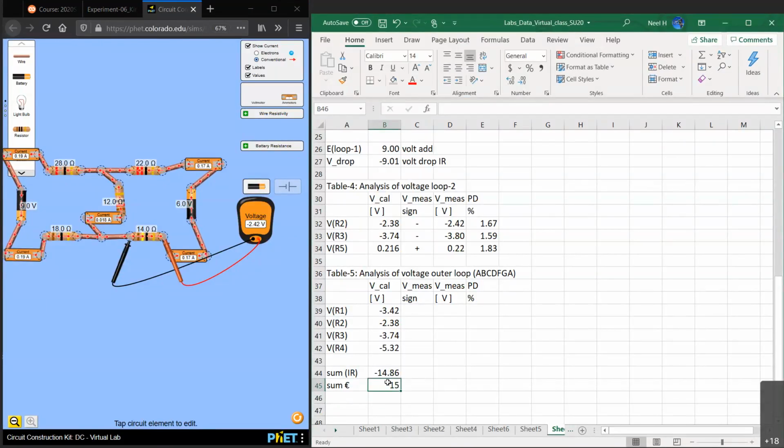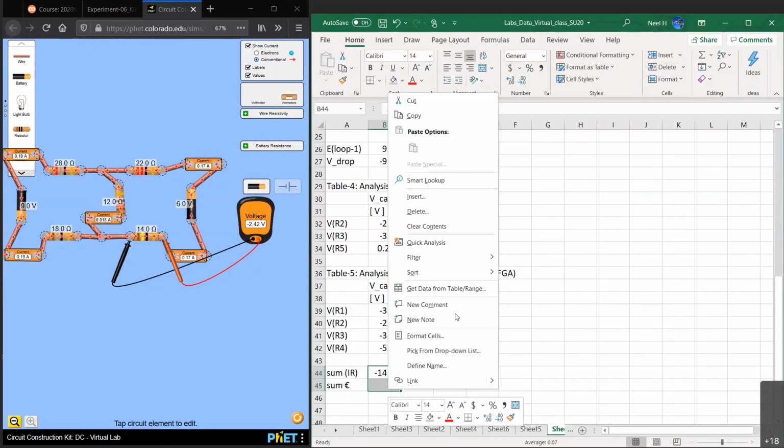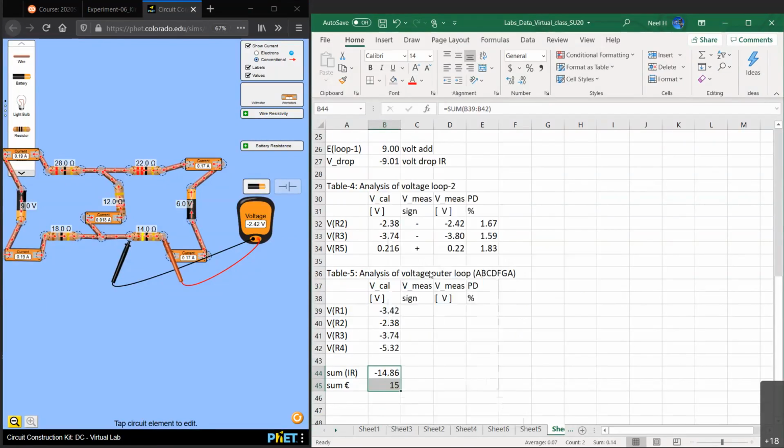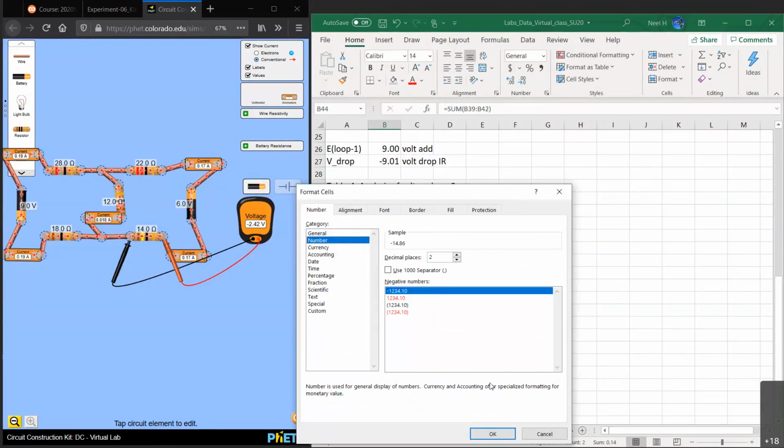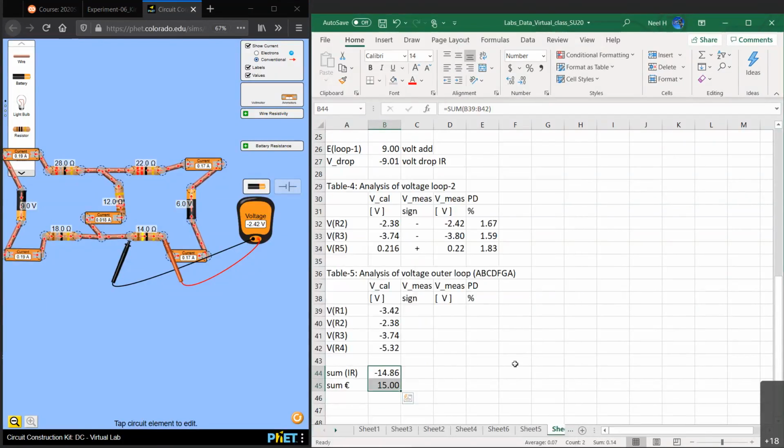Now let me change both of them to two decimal places to show the accuracy. So that means I have a little bit of percentage error between them. We're expecting a 15 volt drop and 15 volt gain, but you're getting slightly different when you do the sum of IR. The reason is actually rounding from the current values, okay? This is the sum of all the E's.